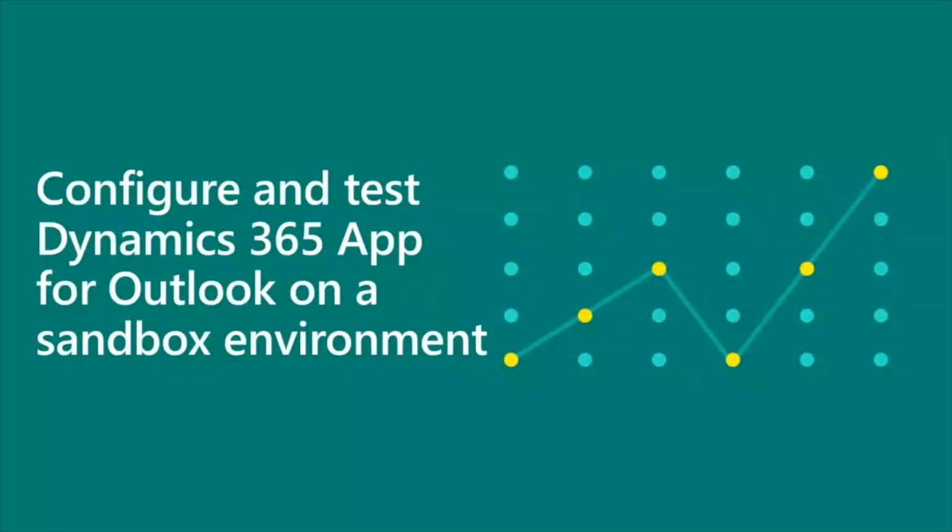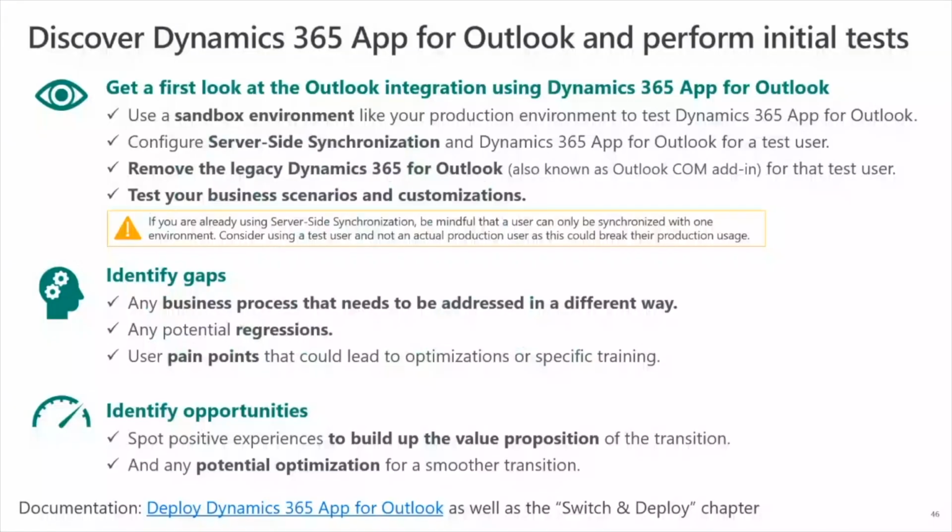Once that's done and you're ready to move on with your test, you should configure the app for Outlook on the sandbox environment. For that, you need to configure server-side synchronization and configure the app for Outlook for a test user. You should remove the legacy Dynamics 365 for Outlook command in for that test user, and then test your business scenarios and customizations.